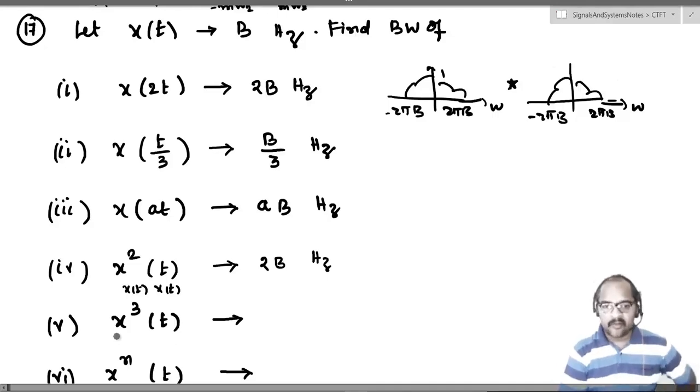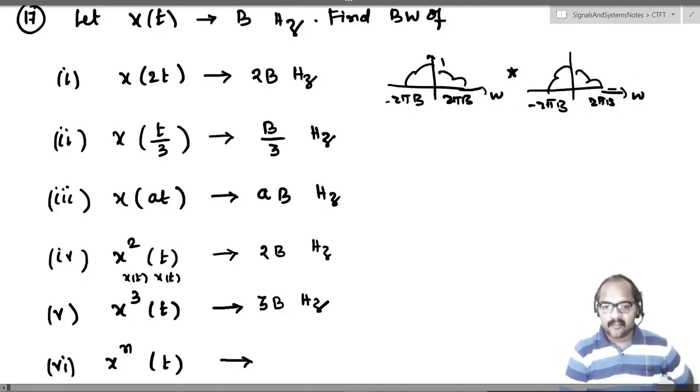Okay, so what next? We'll take the fifth example, which is x cube of t. So this is looking similar to x square of t. So x cube of t can be written as x of t multiplied with x of t, again multiplied with x of t. So what will happen in frequency domain? X of j omega convolved with x of j omega, again convolved with x of j omega, and hence what will happen to the overall bandwidth? You will get 3b hertz.